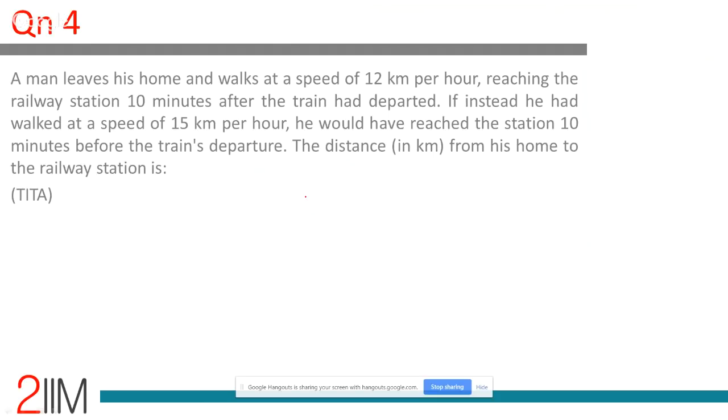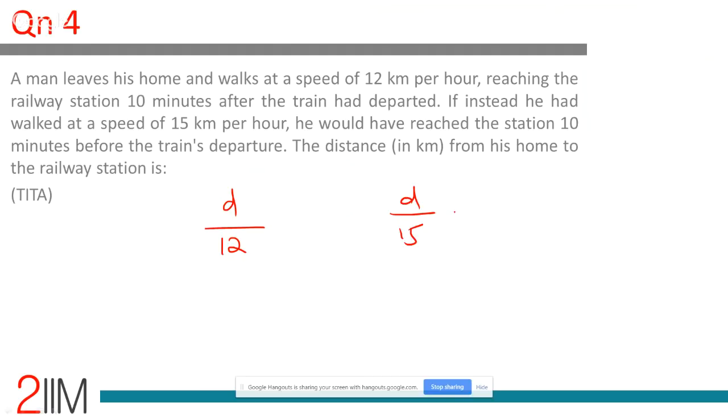A man leaves his home and walks at a speed of 12 kilometers per hour, reaching the railway station 10 minutes after the train departed. Poor sod. If instead he walked at a speed of 15 kilometers per hour, he would have reached the station 10 minutes before the train's departure. Let's say the distance is D. D by 12 is one time taken. D by 15 is another time taken.